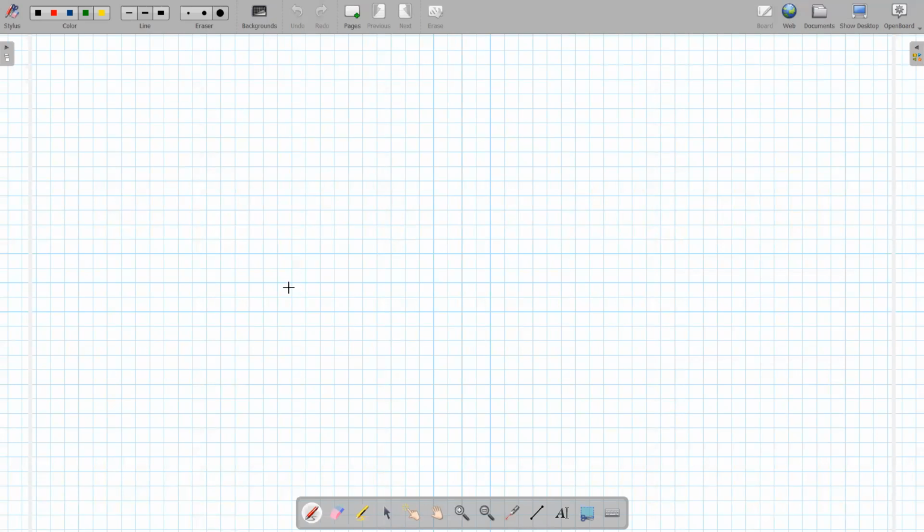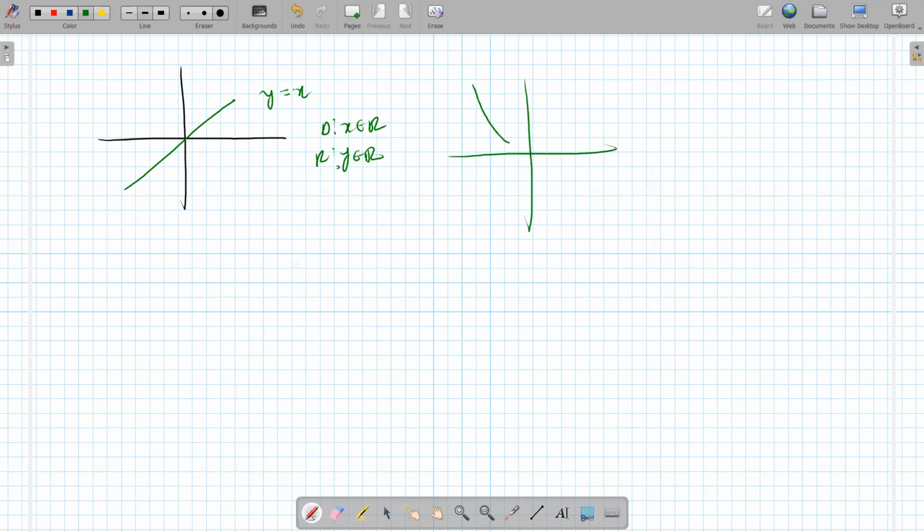We were trying to combine functions, and again, there's like 7 main types. This is not too difficult. You have your linear. The domain is x ∈ R, the range would be y ∈ R. It exists everywhere. What about a quadratic?